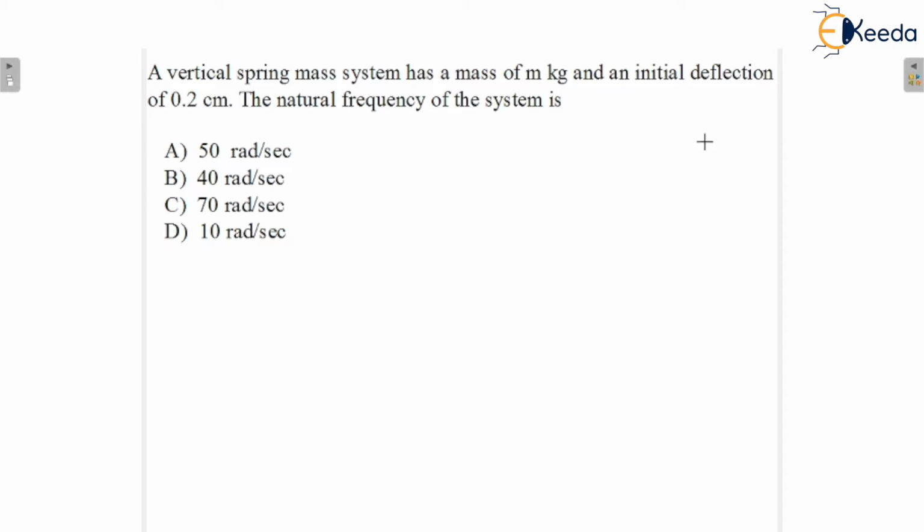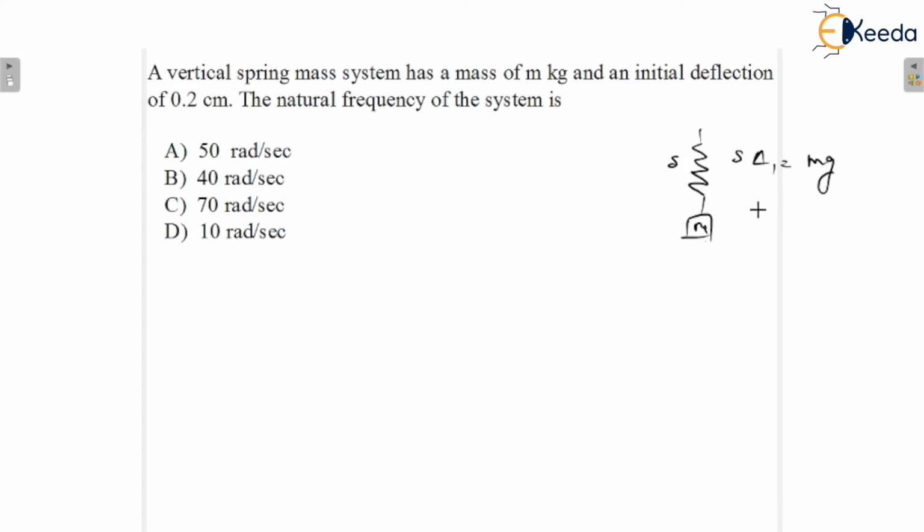The natural frequency of the system is, suppose this is a spring mass system and this is m and having stiffness constant, spring constant is s. So what would be the initial deflections? We know that initial deflections means s delta 1 is equal to mg.